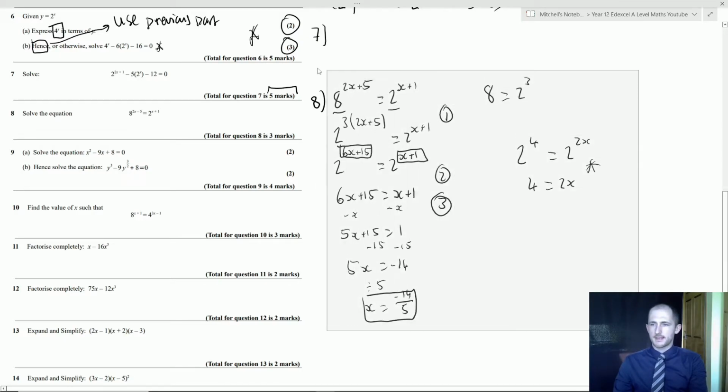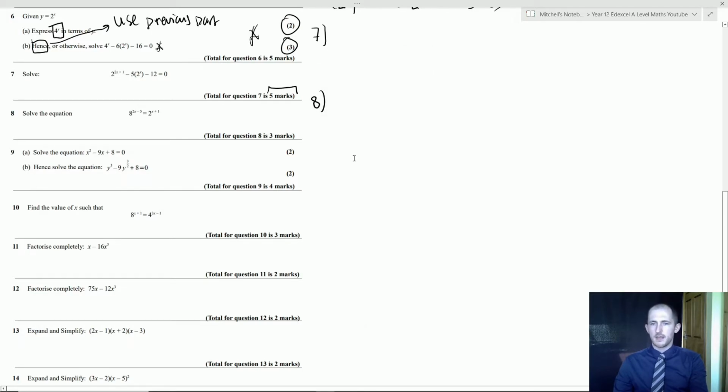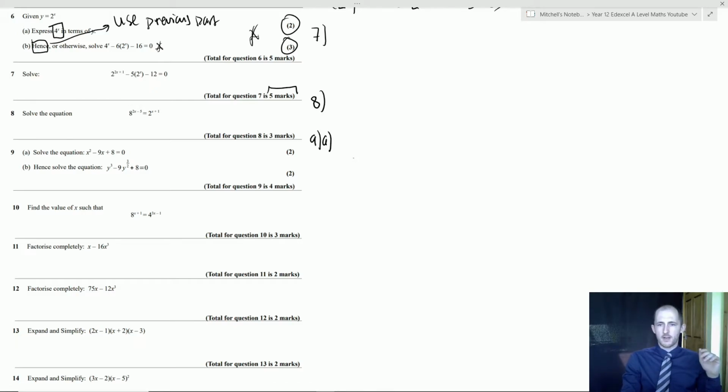Okay, let's move on to the next question. Question 9 is yet another type of question they can give you. I keep saying equation, it's bothering me. First one, solve the equation x squared minus 9x plus 8. Very disappointed if you weren't too sure how to do this. Well, okay, that's a bit harsh. Just use the quadratic formula and you're fine.